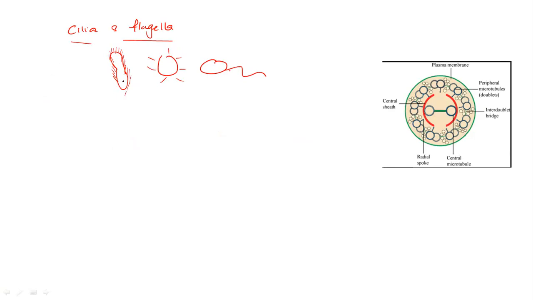Cilia are small structures which work like oars, and the main function of them is they cause movement. Flagella are comparatively longer and they are also responsible for cell movement. Remember one thing, cilia and flagellum both are covered with plasma membrane.